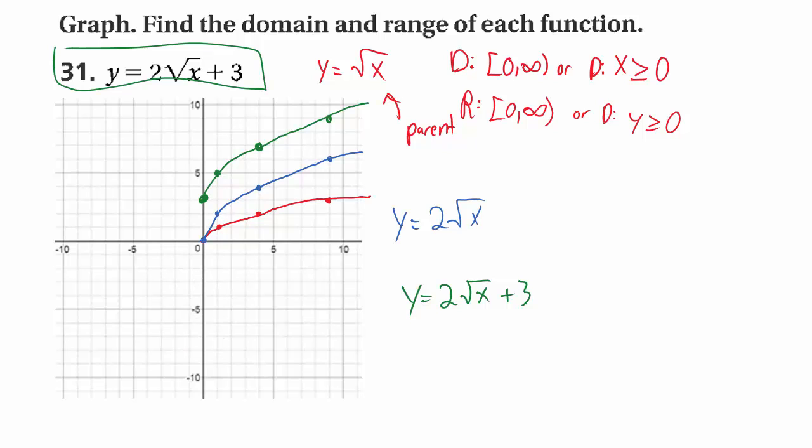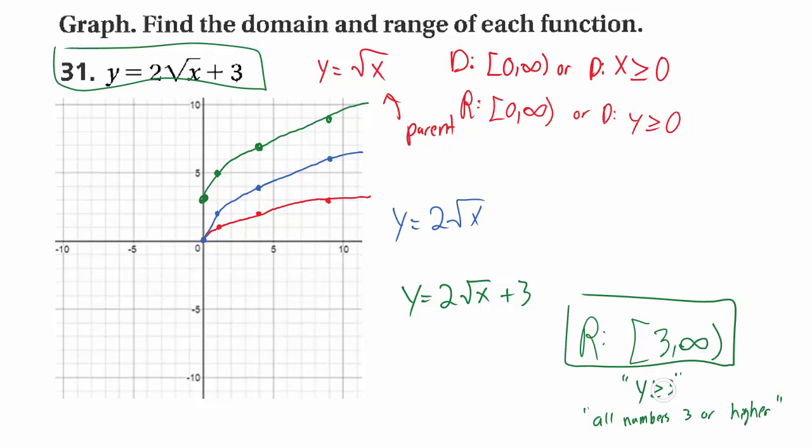So the range of this function is going to be, instead of all numbers 0 to infinity, 3 to infinity. And you can state that as an inequality, y is greater than or equal to 3 if you prefer, or all numbers 3 or higher if you want to write it out just in plain English. The domain in this case isn't going to change. It's still from 0 to infinity.